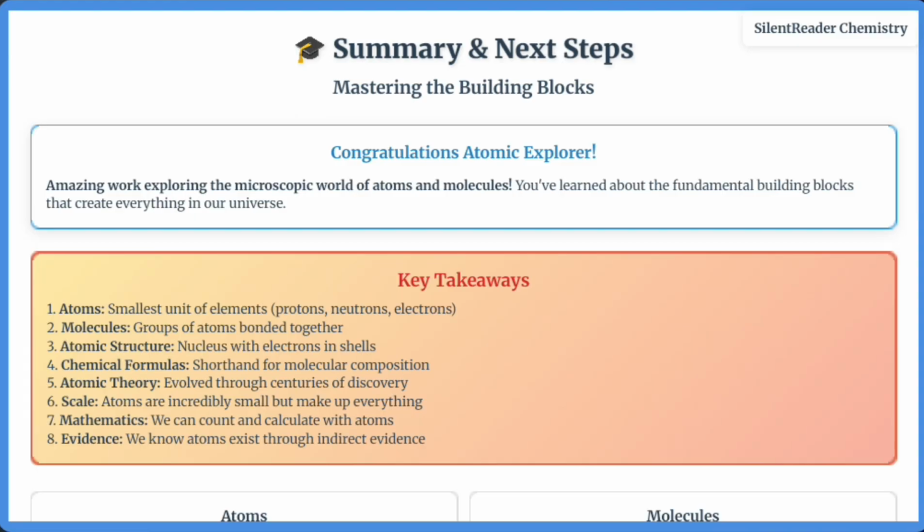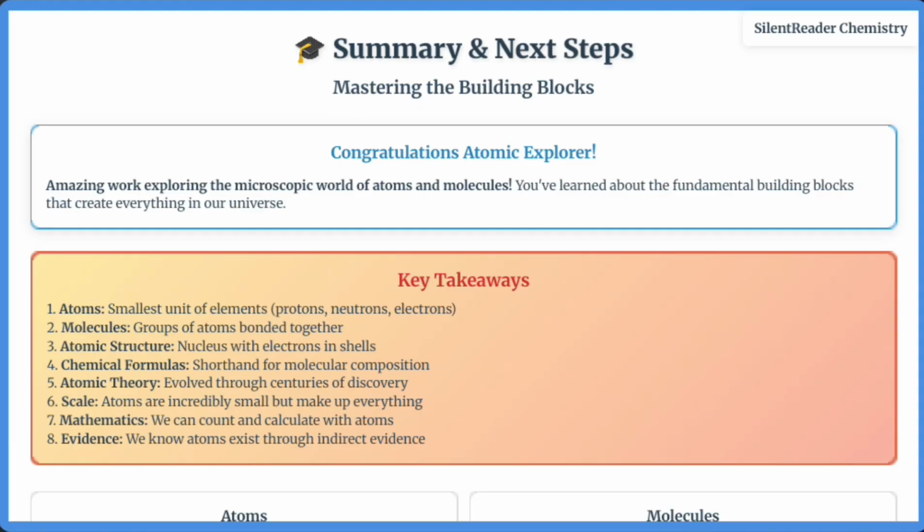Congratulations on mastering atoms and molecules, the fundamental building blocks of our universe. We've learned that atoms are the smallest units of elements with protons, neutrons and electrons. Molecules are groups of bonded atoms. Atomic structure has evolved through centuries of discovery. Chemical formulas describe molecular composition, and we can mathematically work with these tiny particles.